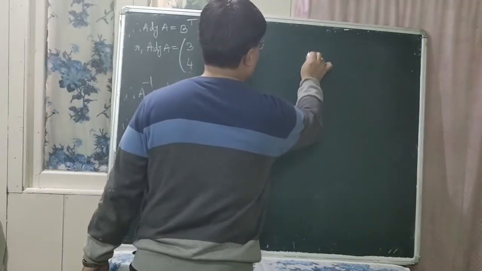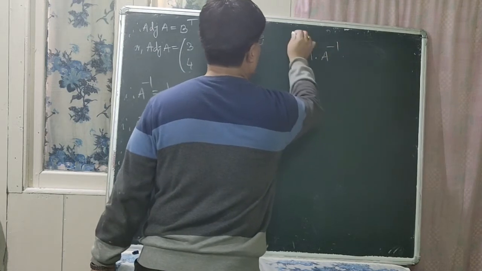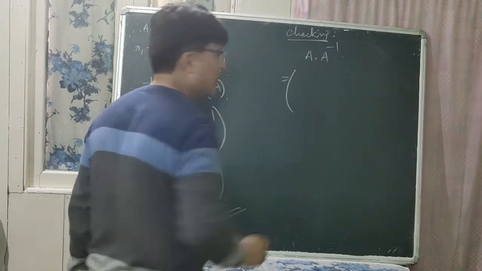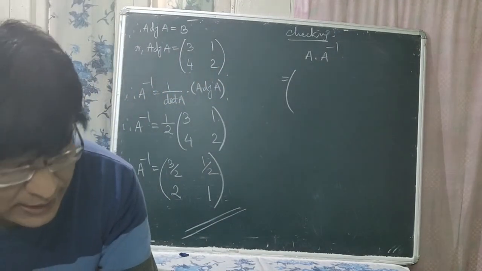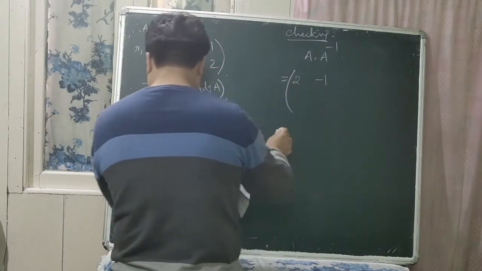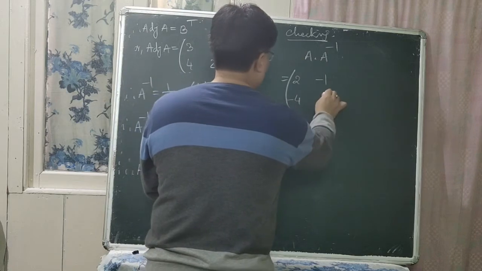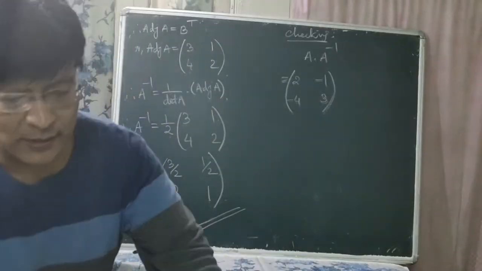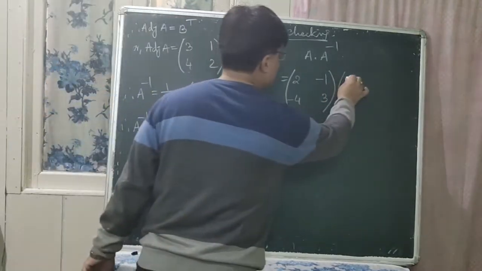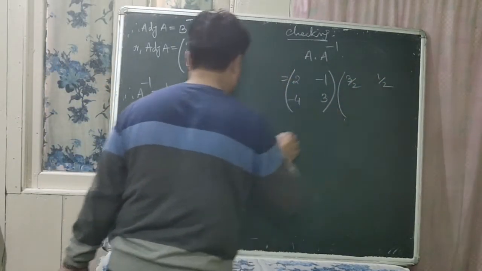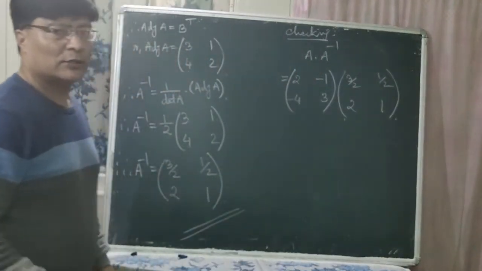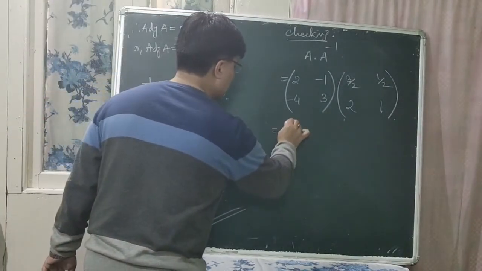So A dot A inverse, let us check it. This is just checking. So what is A here? What is the given matrix A? It is 2, minus 1, minus 4, 3. And what is A inverse? Just now we got it. That is 3 by 2, half, 2, 1. So let us multiply these two matrices. You know how to multiply them, right?